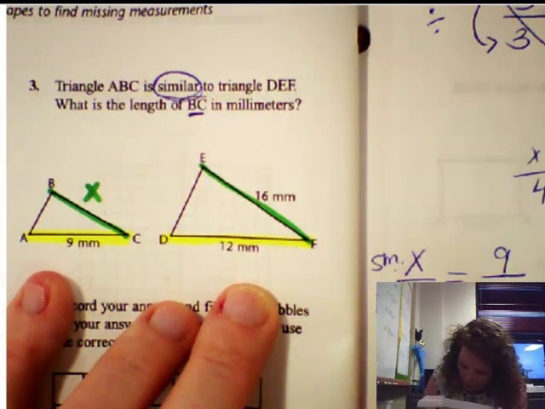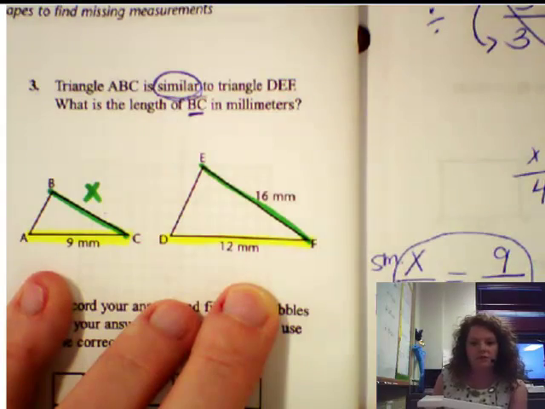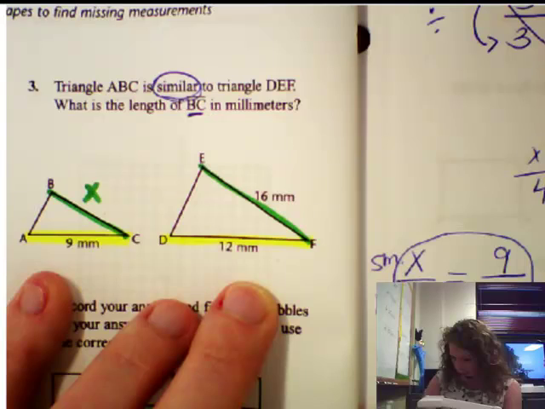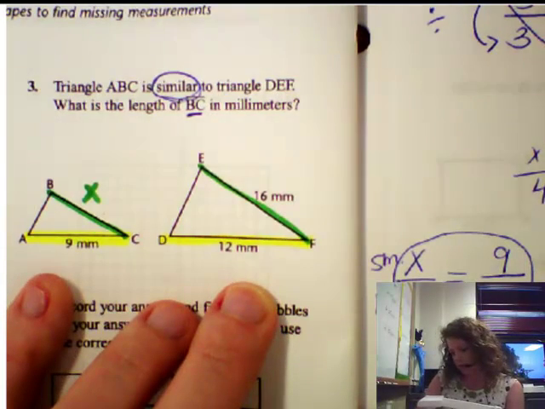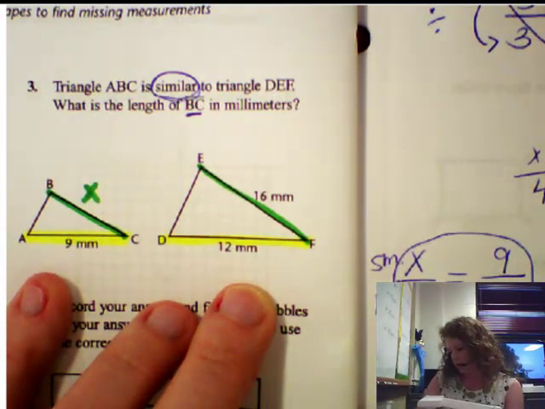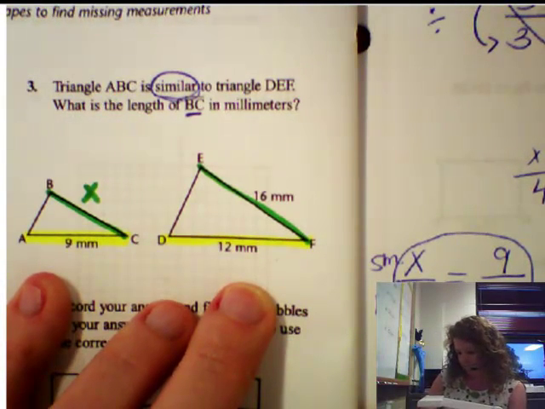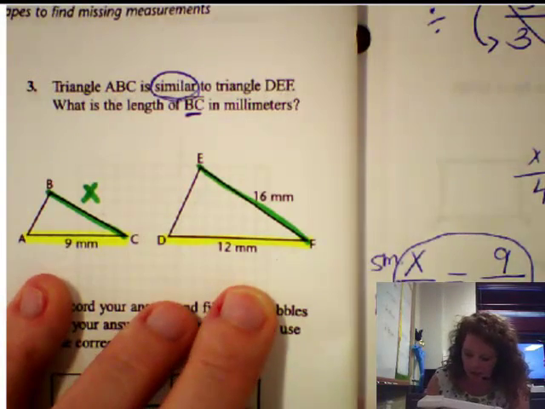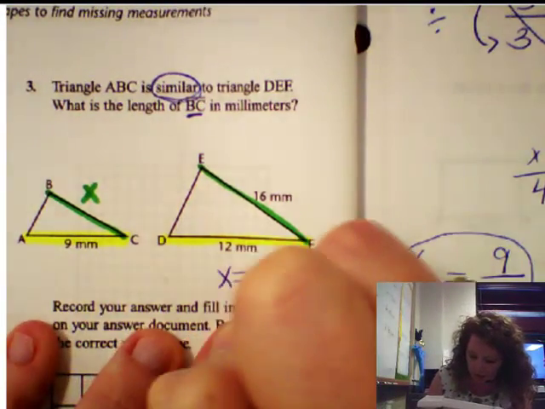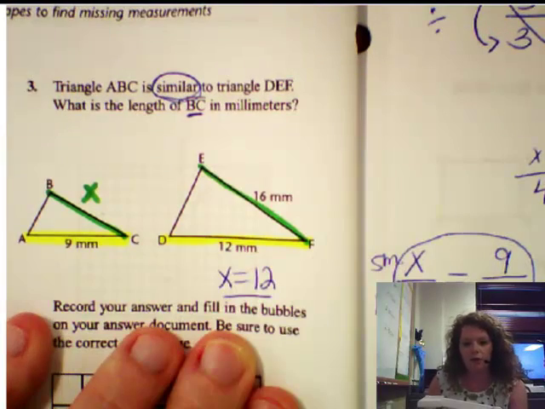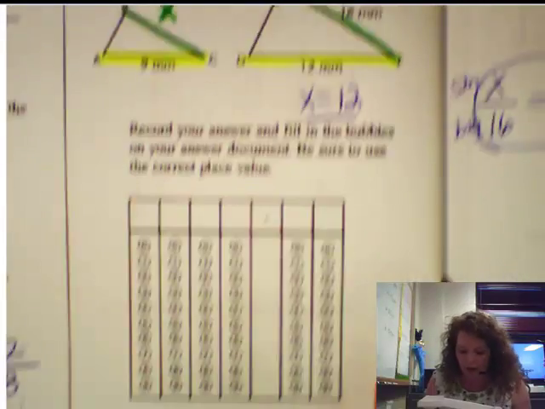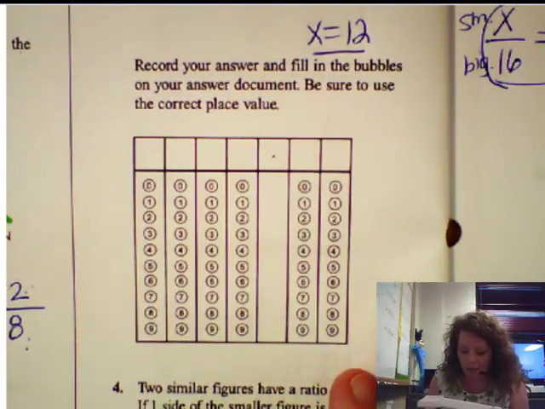Okay. Once we have our proportion set up, we just need to work it out. Go ahead and work that one out. I'm going to work it out off camera. And I get an answer of X equals 12. If you're not done that math, though, go ahead and pause the video so you can check to make sure that that's correct.